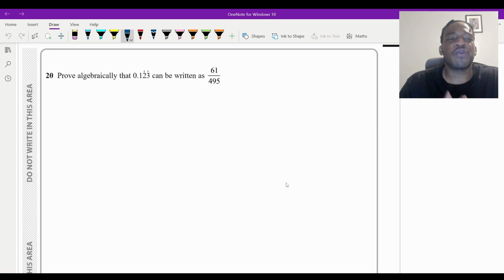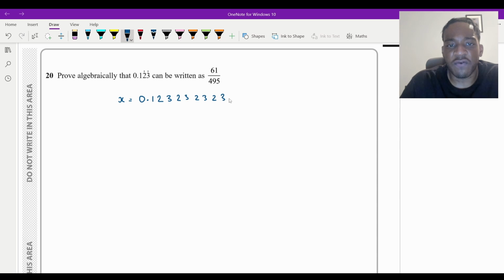Okay, so question 20 says, prove algebraically that 0.123, where the 2 and 3 are recurring, can be written as 61 over 495. So this is just some standard algebra. All you're going to do is let x equal this number. I'm going to write this out in long form. The dots are on the 2 and the 3, so those are the values repeating. So it's going to be 0.1232323, and so on and so forth.